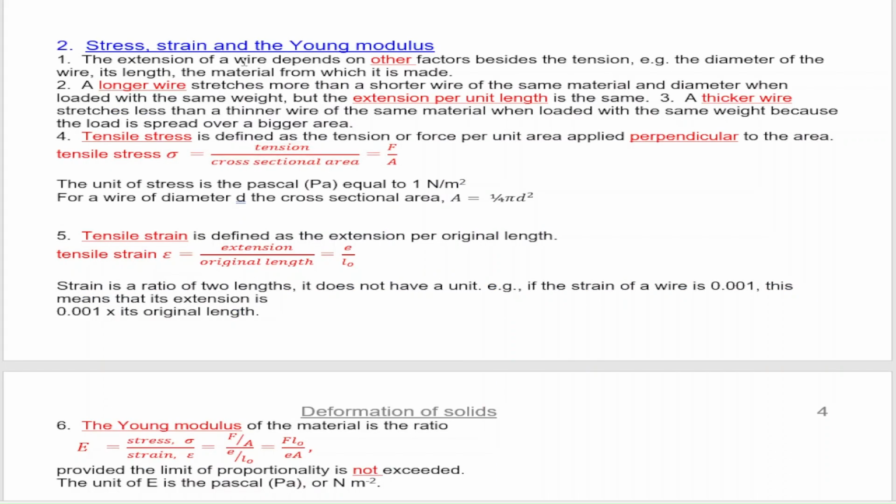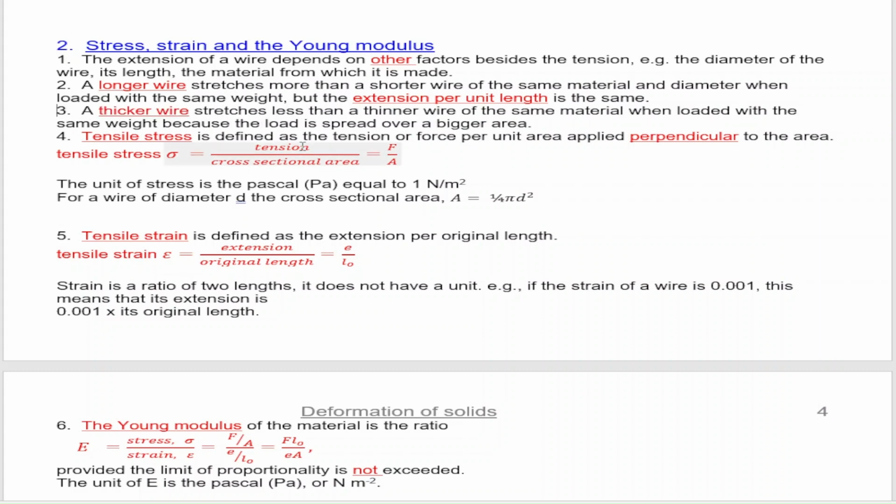Moving on to stress, strain, and Young modulus. The extension of a wire depends on other factors besides the force, e.g. the diameter of the wire, its length, and the material from which it is made. A longer wire stretches more than a shorter wire of the same material and diameter when loaded with the same weight, but the extension per unit length is the same. A thicker wire stretches less than a thinner wire of the same material when loaded.